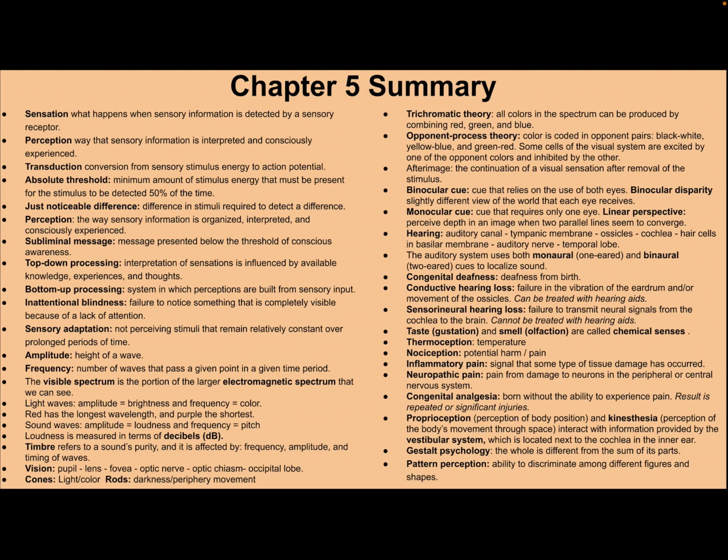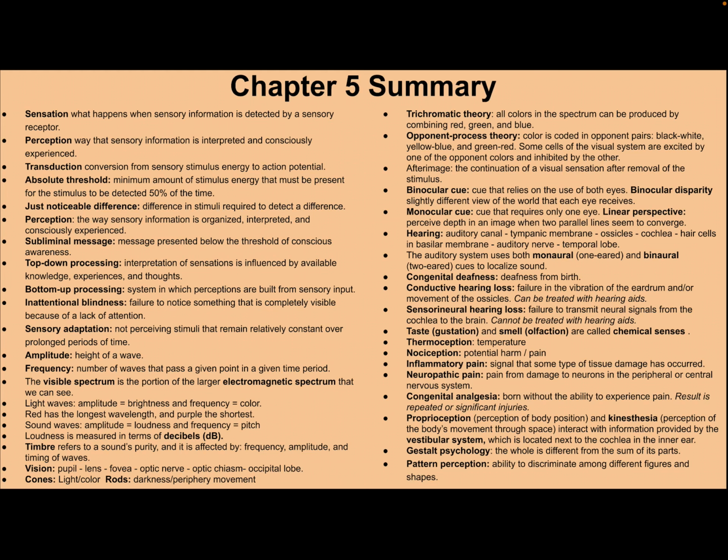Moving on to the right side, how do we see color? Trichromatic theory tells us that all colors in the spectrum can be produced by combining red, green, and blue. So the trichromatic theory of color vision tells us we have specified cones for red, specified cones for green, and specified cones for blue. The opponent process theory tells us that color is coded in opponent pairs: black and white, yellow and blue, and red and green.